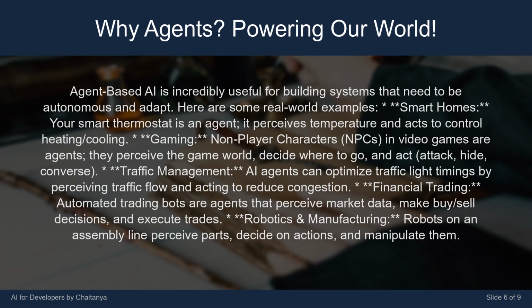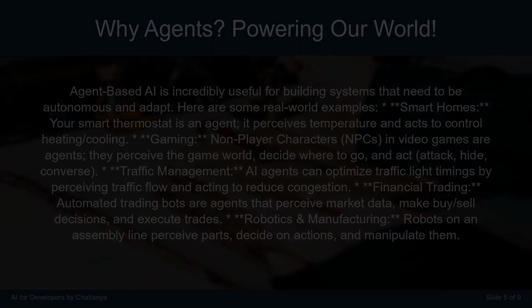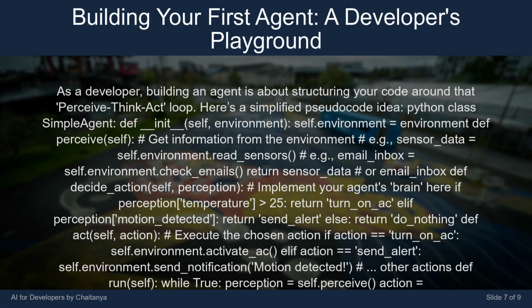Financial trading. Automated trading bots are agents that perceive market data, make buy, sell decisions, and execute trades. Robotics and manufacturing. Robots on an assembly line perceive parts, decide on actions, and manipulate them. As a developer, building an agent is about structuring your code around that perceive-think-act loop.